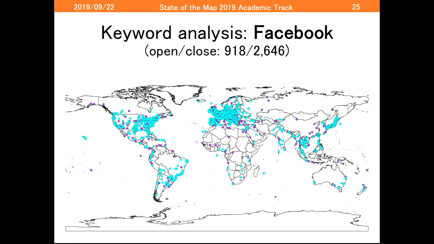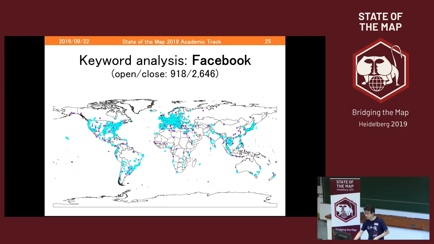So anyway, I will first analyze the keyword Facebook. Facebook has a smaller count in the global trend. However, there are many posts from European countries and the United States, and Japanese people also focus on Facebook, right?